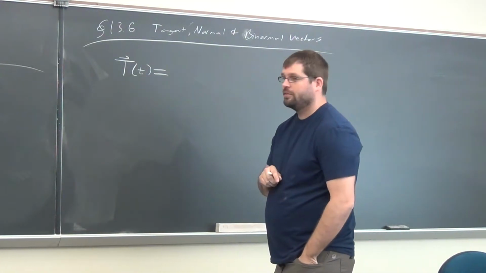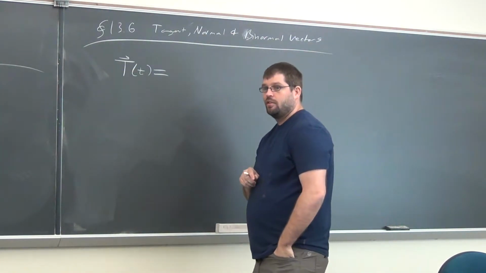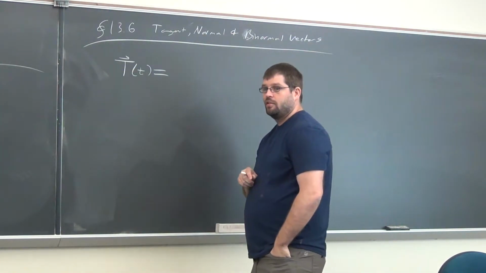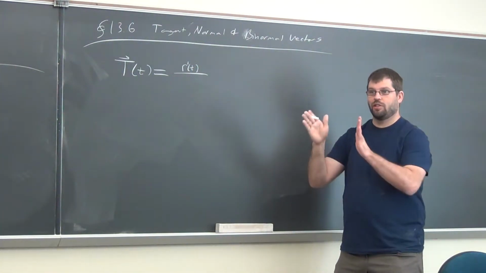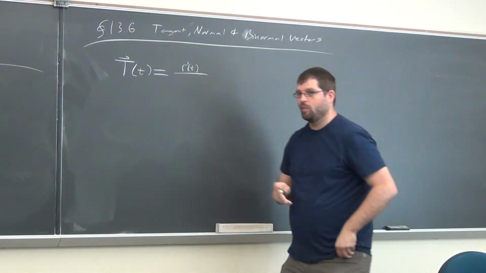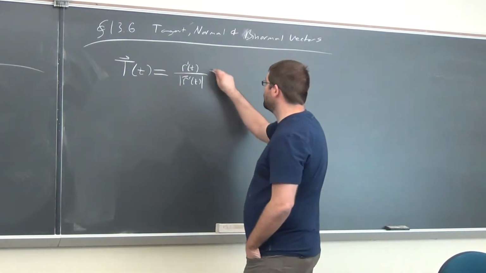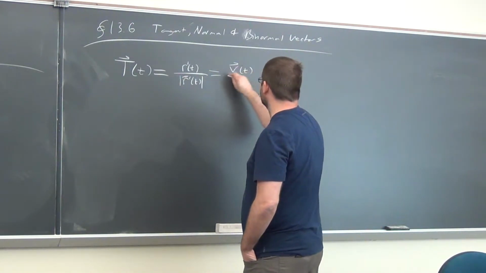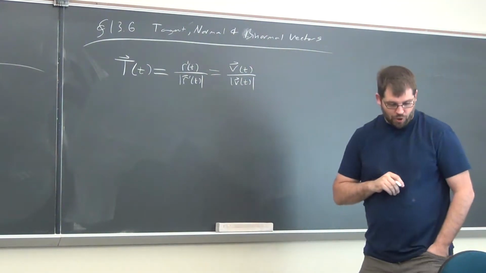What was capital T of t, the unit tangent vector? How is that defined? Yes, we want the direction of the tangent line, but we want to scale it down to be of length 1. So it's r prime over the magnitude of r prime. Does that make sense? And if we're thinking about motion, it's velocity over the magnitude of velocity.